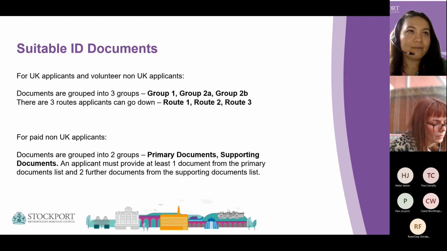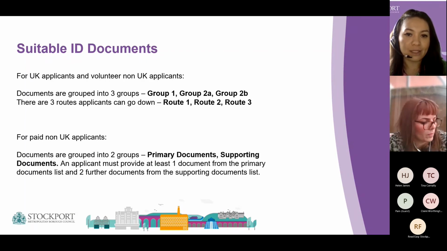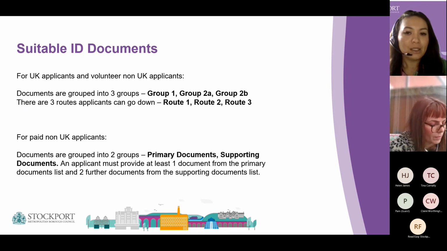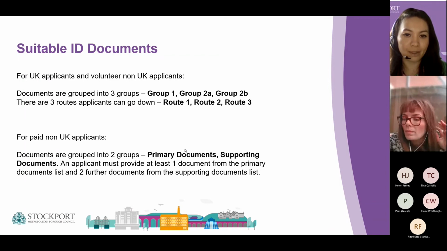And then for paid non-UK applicants and for volunteer non-UK applicants applying for a basic check, they need to provide 3 documents from the 2 groups, primary documents and supporting documents. The supporting documents are in fact the same groups of documents that are for the UK applicants, so that's Group 1, Group 2A and Group 2B. And then alongside that, they need to provide a primary document, which again, I will go over in a second.